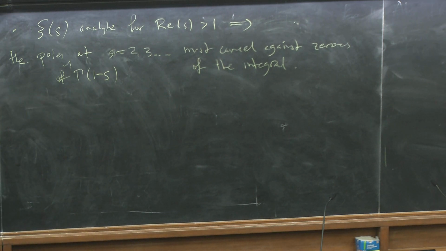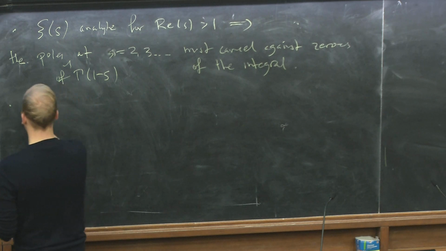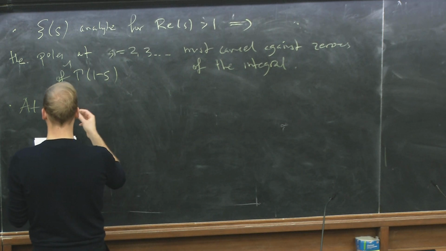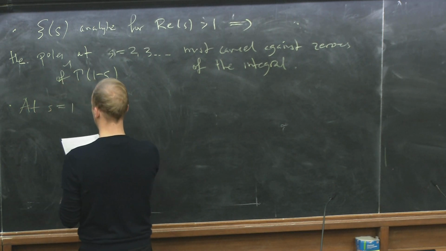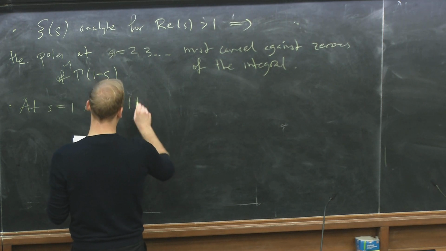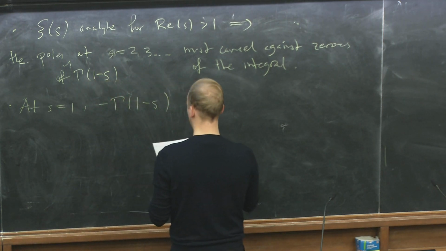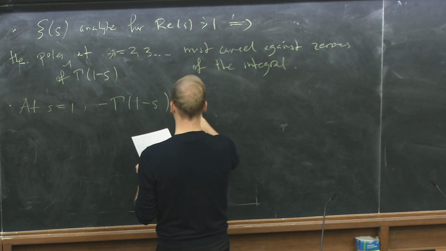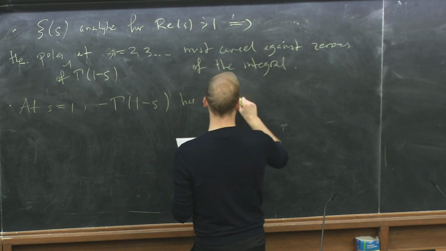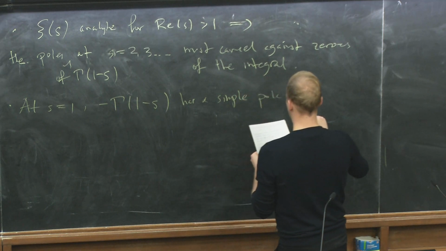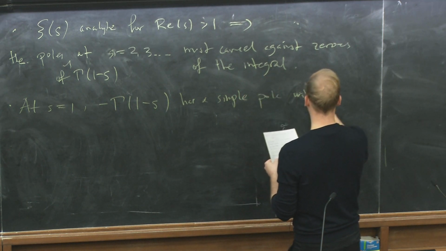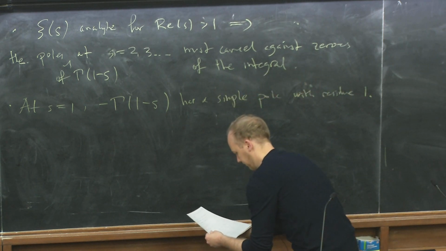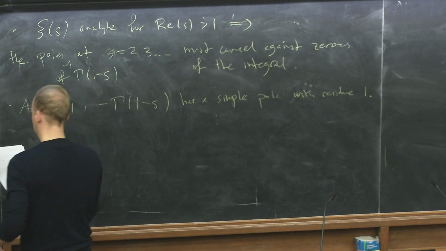Okay, and finally, what I'm doing now is just some very quick analysis, because there's not much time, of the zeros and the poles, thanks to these relations, and thanks to the fact that we know stuff about the gamma function and its poles. So at s equals 1, this gamma of 1 minus s has a simple pole with residue 1. Okay, so we recall this.